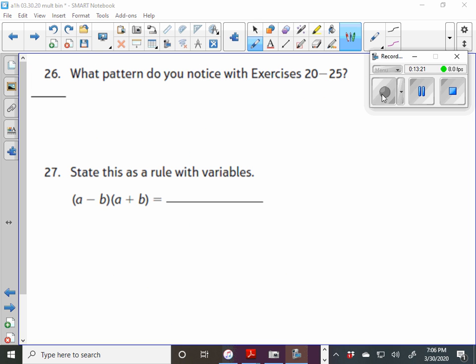Okay, I hope we saw the pattern, then we state the rule. Because this is a difference of squares, we know the middle term is going to go away, and we're going to get a squared minus b squared, a difference of squares. And done.